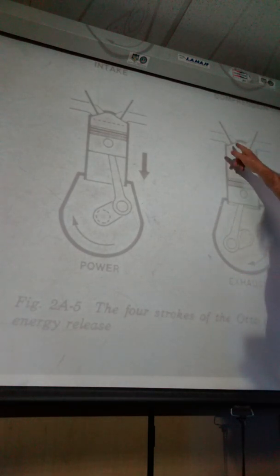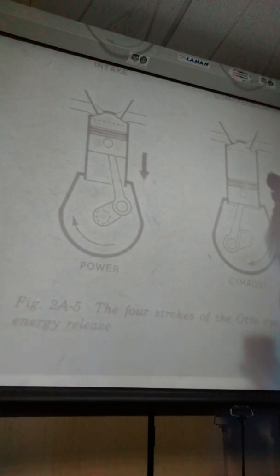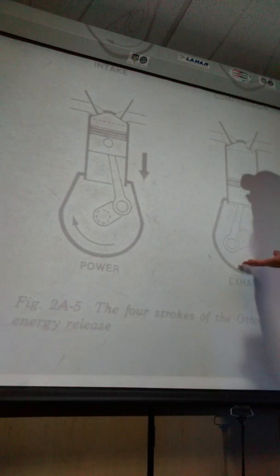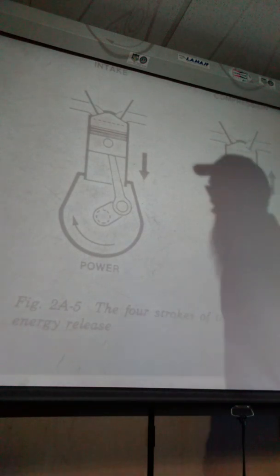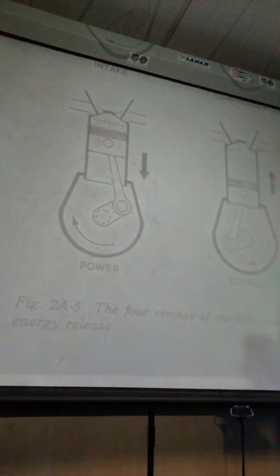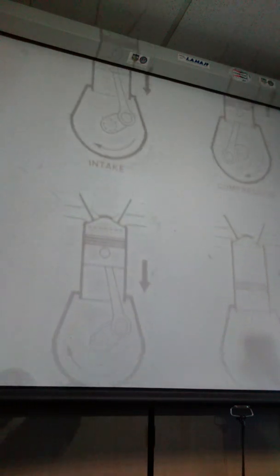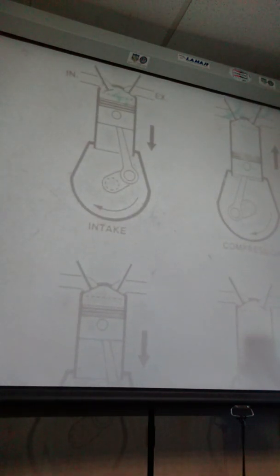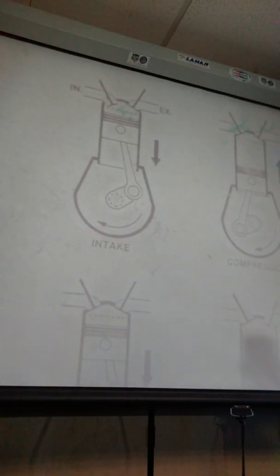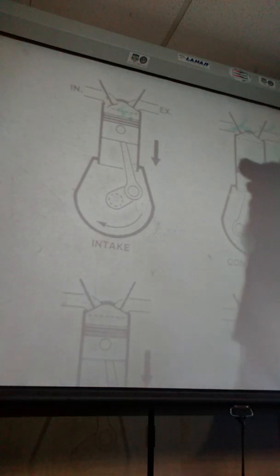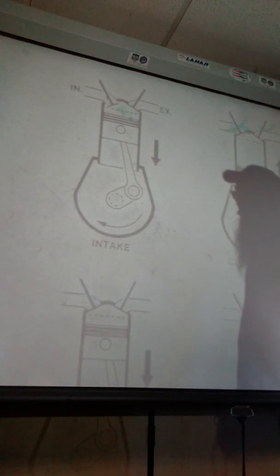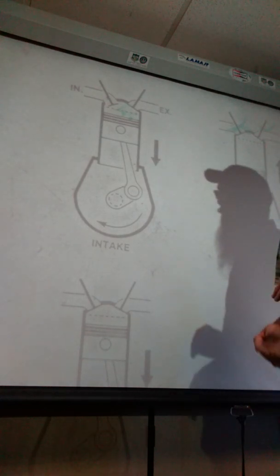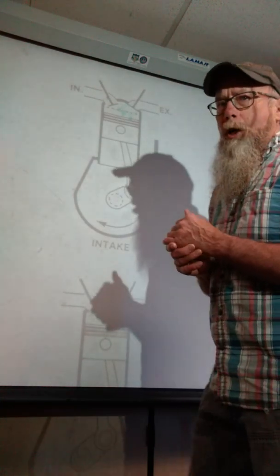So let's go ahead and describe that point right there when both those valves are open at the same time. At the end of the exhaust stroke and the beginning of the intake stroke, where both those valves are open, that's known as valve overlap. That's a basic FAA test question that is asked three or four different ways.